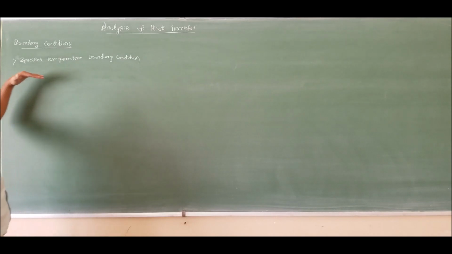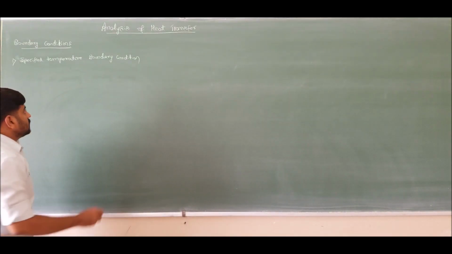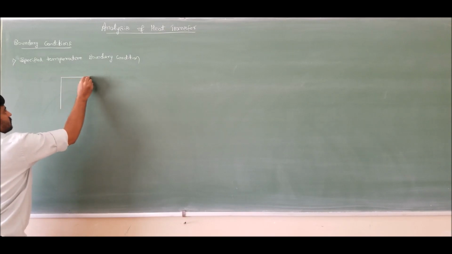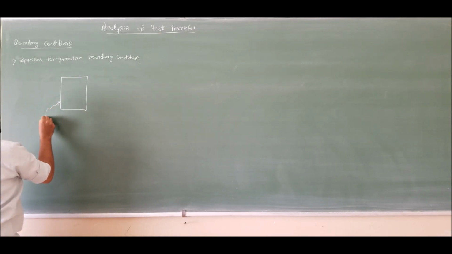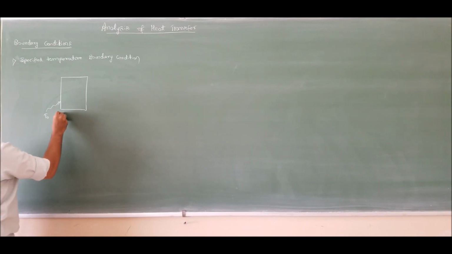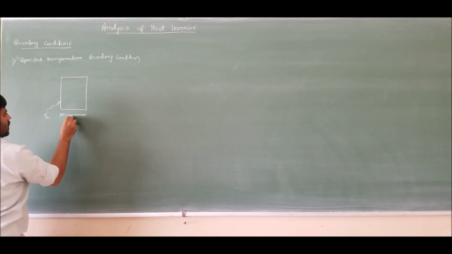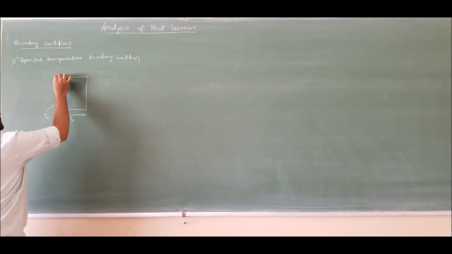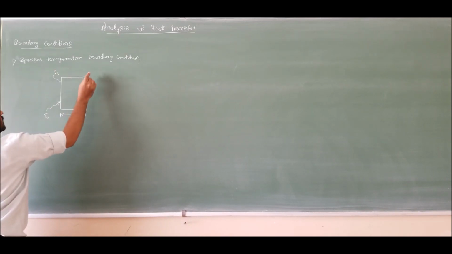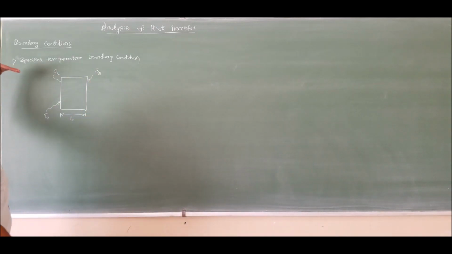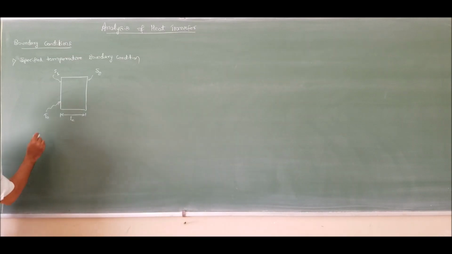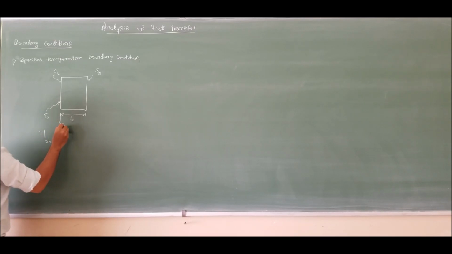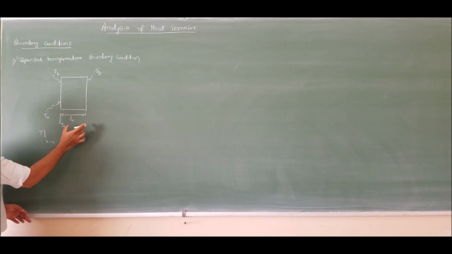boundary condition. In case of specified temperature boundary condition, if I consider a plane wall, the temperature of one of the surfaces is specified. Let us say it is T0 and we have length of this plane wall as LE. Let us take this as surface 1 and this as surface 2. According to specified temperature boundary condition, the boundary condition is given as temperature at x is equal to 0. Let us say this is the direction of x, where x varies from 0 to length of the element or length of this plane wall.